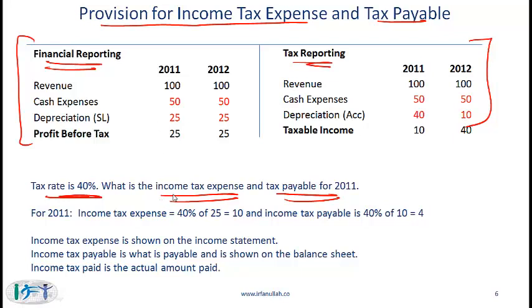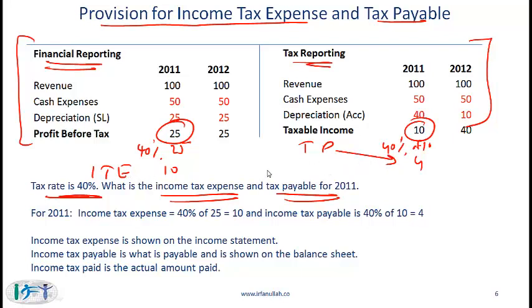If we look at the income tax expense, this is also called the provision for income tax. That is going to be 40% of 25, which is 10. Whereas on the tax reporting side, the tax payable is going to be 40% of 10, which is 4. Notice that because of the difference between these two numbers, the profit before tax is 25, the taxable income is 10, therefore the income tax expense is different from the tax payable.